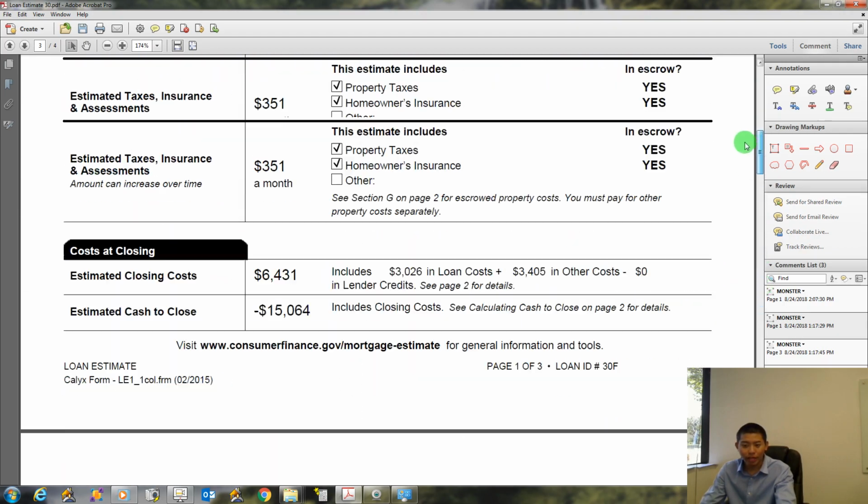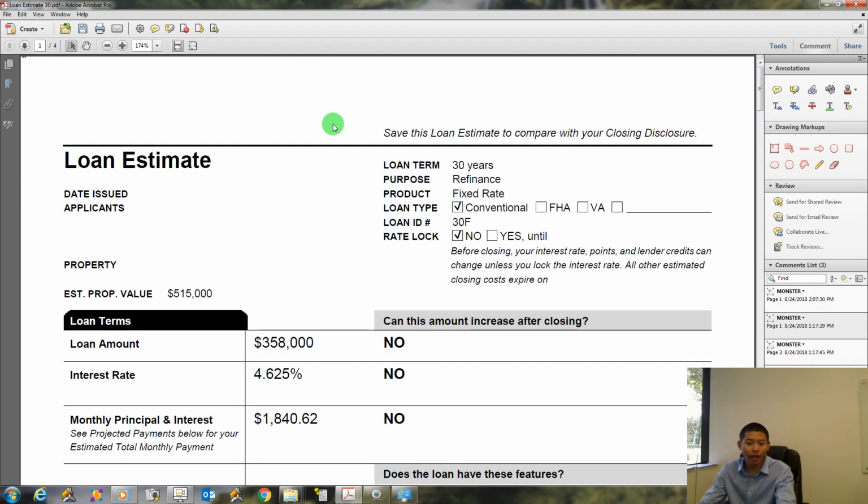Perfect. So that's basically the brief overview of how to read a loan estimate. If you have any questions at all about how to read a loan estimate, or any questions regarding a refinance or a purchase, feel free to message us or give us a call.